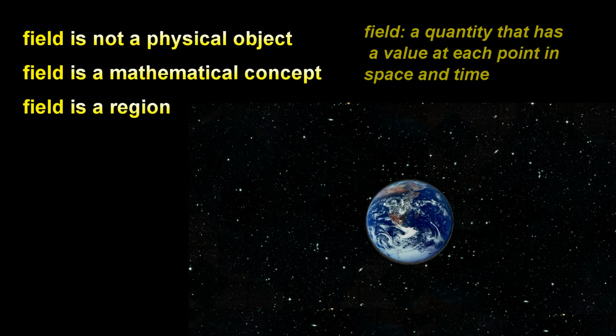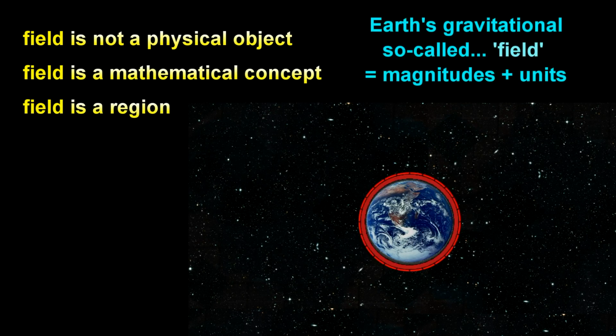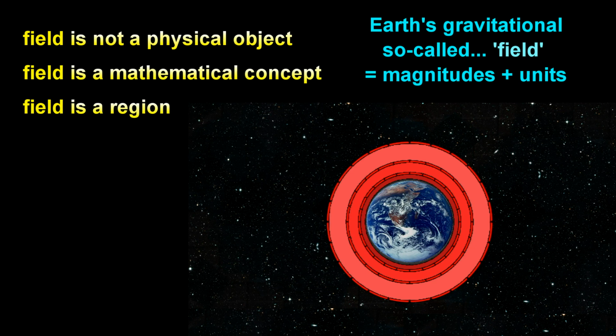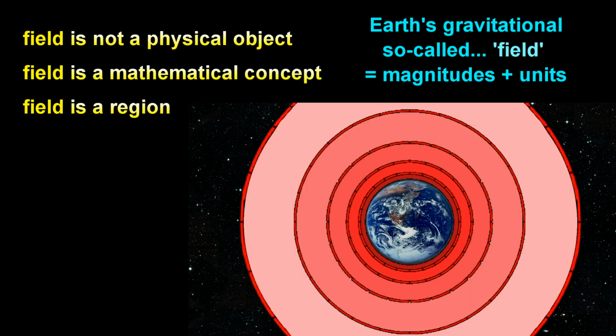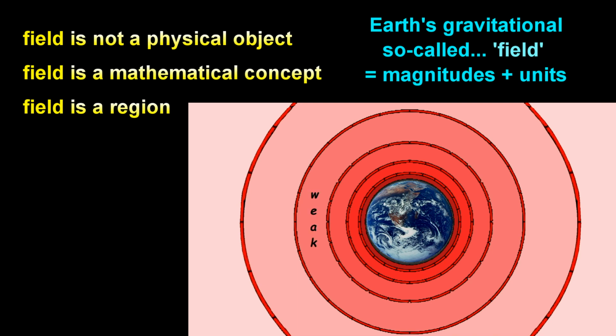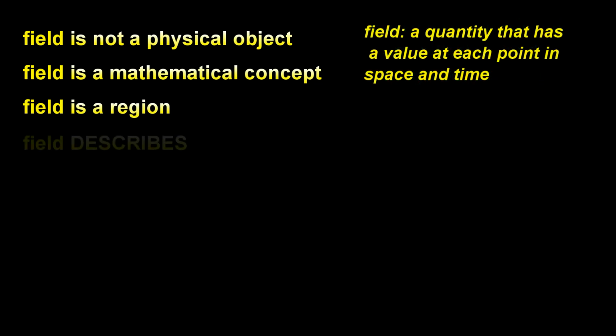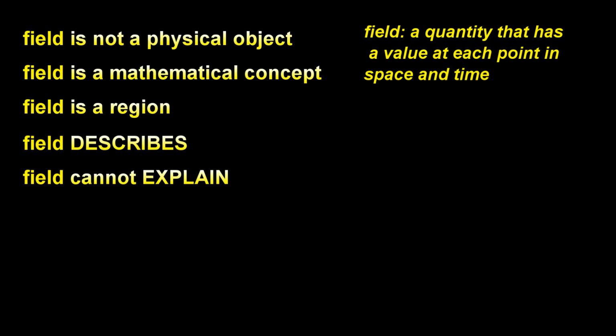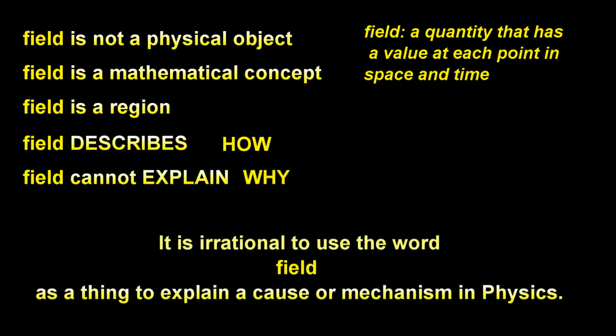Field is a region of values, a gradient of strengths measured in a spatial volume. Field maps radially decreasing strengths of a given parameter such as gravity, temperature, and magnetism. Field is a description and not an explanation. Field gives us no insight into causes and mechanisms. Field tells us quantitatively how and not qualitatively why an event happened. Field is an unscientific word and should never be used to explain physical phenomena.